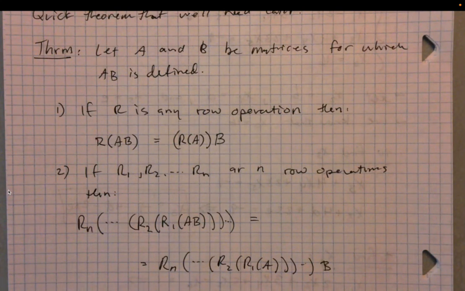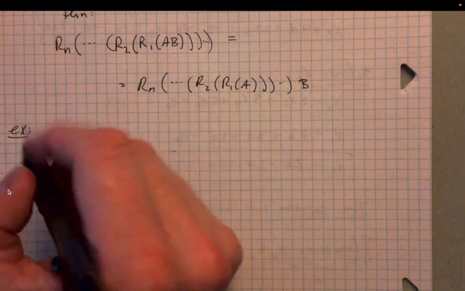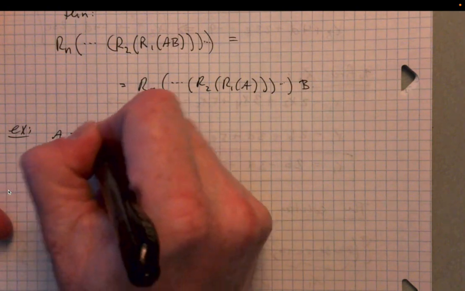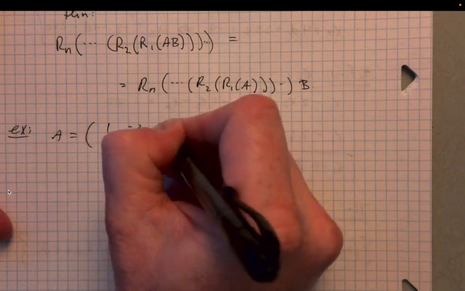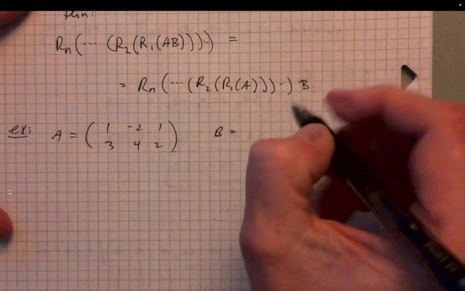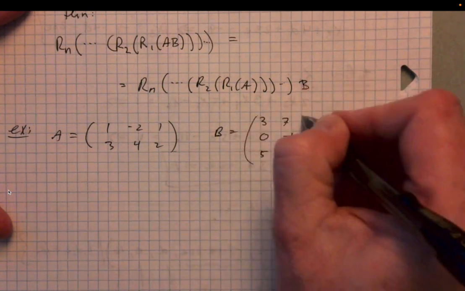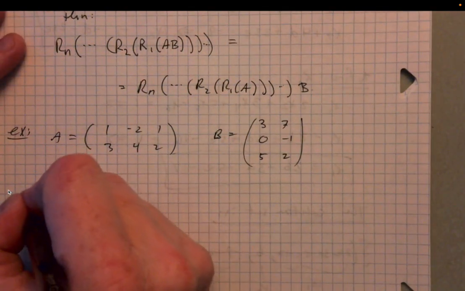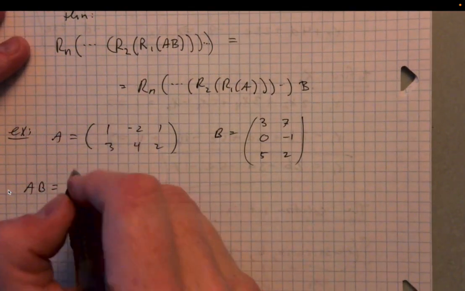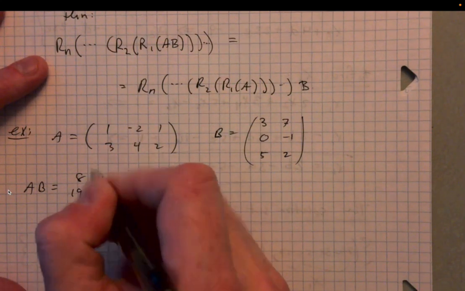Okay, and you can easily check this on a specific matrix, right? So let me give you a specific matrix you can check this on. This is by no means a proof, but it just shows you that, oh, indeed, it does seem to work. So let's say I have 1, -2, 1, 3, 4, 2 for my A matrix. And for B, let's have 3, 7, 0, -1, 5, 2. Right, and so I've done the work ahead of time. So AB is 8, 11, 19, and 21.